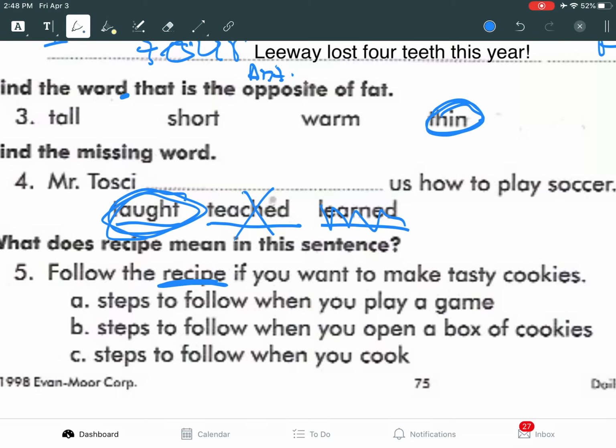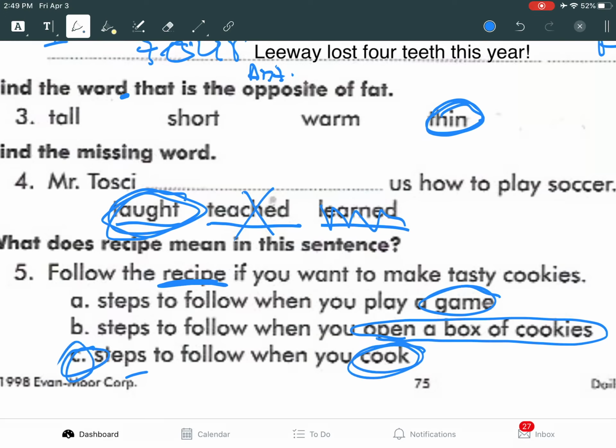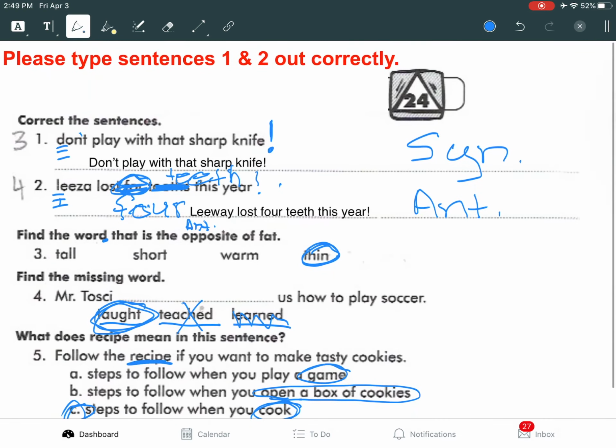So what does the word recipe mean? Does it mean steps to follow when you play a game? Steps to follow when you open a box of cookies? No. Steps to follow when you cook. Which one is it? It's definitely C. Steps to follow when you cook.